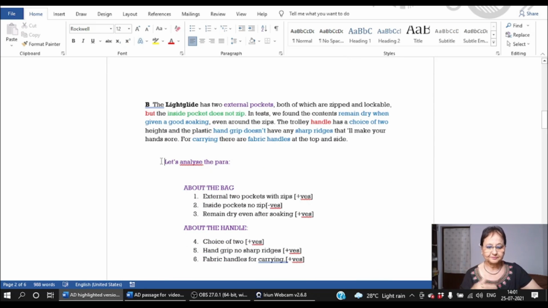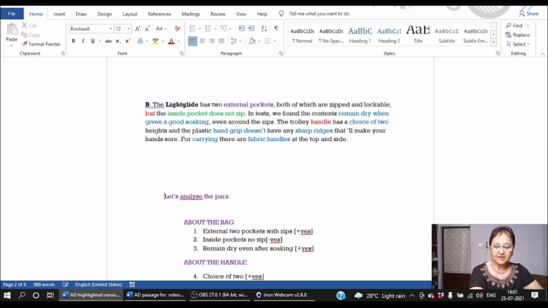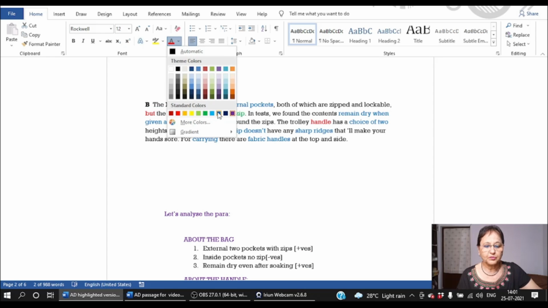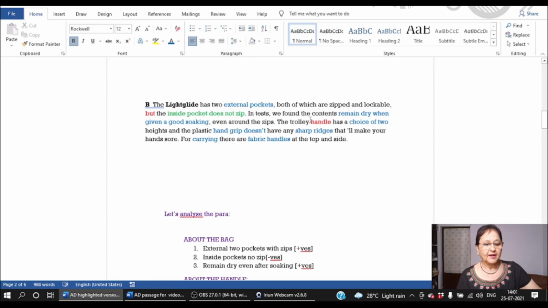What do we see in the next paragraph? The next paragraph is B. As usual, external pockets. How do you read the passage? You just got to run through the words and pick out the negatives and the positives. 2 external pockets, which is a plus point. Should be in blue. Okay. Both of which are zipped and lockable.